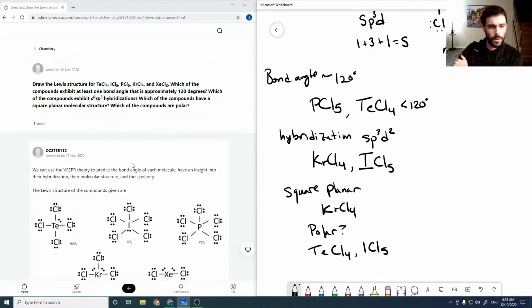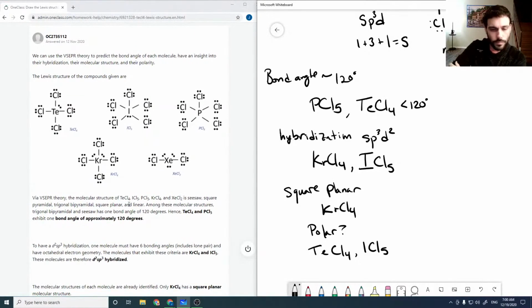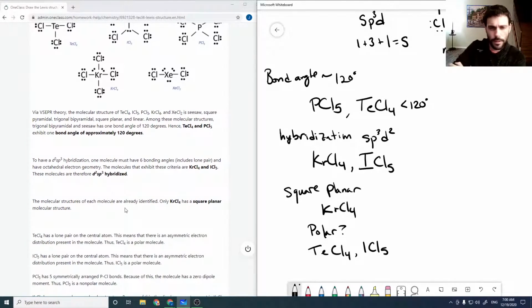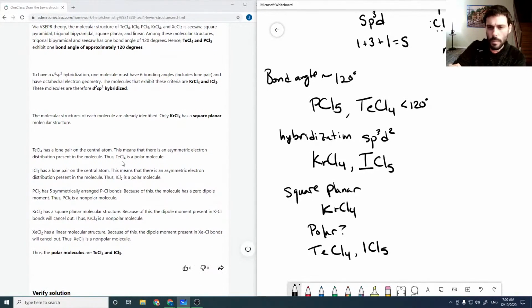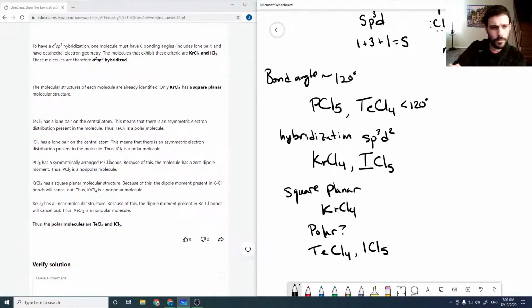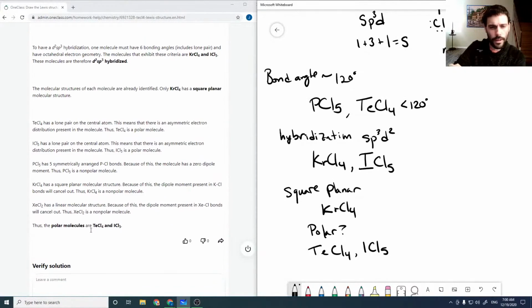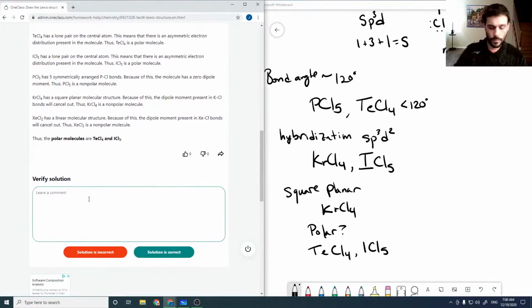Okay, so going through the solution given, this looks roughly like our structures. So TeCl4 and PCl5 should be roughly 120. KrCl4 and ICl5 should be sp3d2 hybridized. KrCl4 has a square planar structure. TeCl4 is polar, ICl5 is polar, while PCl5 is non. KrCl4 is non-polar, and XeCl2. So the only polars are these two, so that looks good. Let's say this is correct.